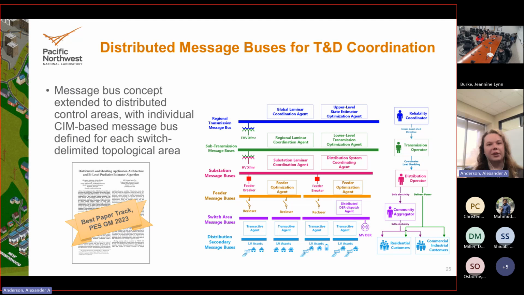So instead of one message bus for the entire utility, let's do one for each subtransmission area, one for each substation, one for each feeder, one for each microgrid within each feeder, one for each cluster of smart homes that might be participating in some kind of demand response program. Now we have made the data problem that much more manageable by compartmentalizing the data and making it available just to the consumers who need it.